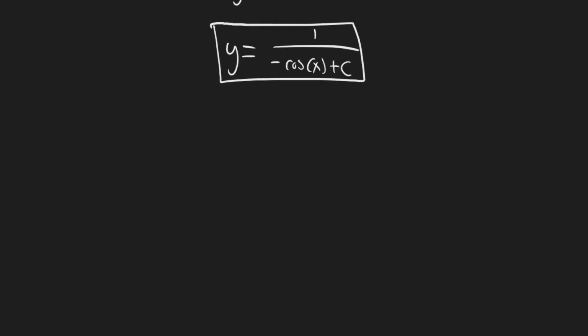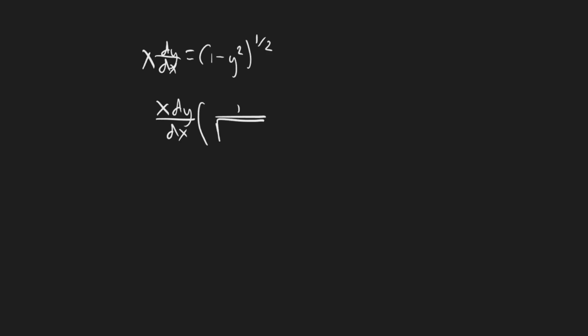All right, we'll just move on to another example right here. Just keep it going. So let's say we have x dy/dx equals 1 minus y squared to the 1/2, which is the same thing as the square root. So first of all, we need to get this into the familiar form of every variable on one side, every variable on another side. So let's divide by the square root of 1 minus y squared. So x dy/dx times 1 over the square root of 1 minus y squared, which just equals 1.